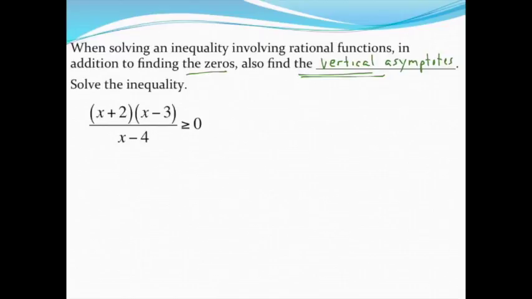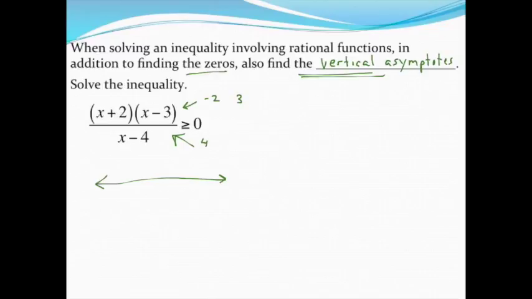So let's start with one that's already been factored for us, and like we've done before, I'm going to make my number line, and I'm going to include my zeros and my vertical asymptotes. Recall that to find the zeros of a rational function, it's whatever makes the top equal to 0. So in this case, my zeros are going to be -2 and +3. Anything that would make the bottom equal to 0 is going to be your vertical asymptote. So my vertical asymptote this time is going to occur when x is 4.